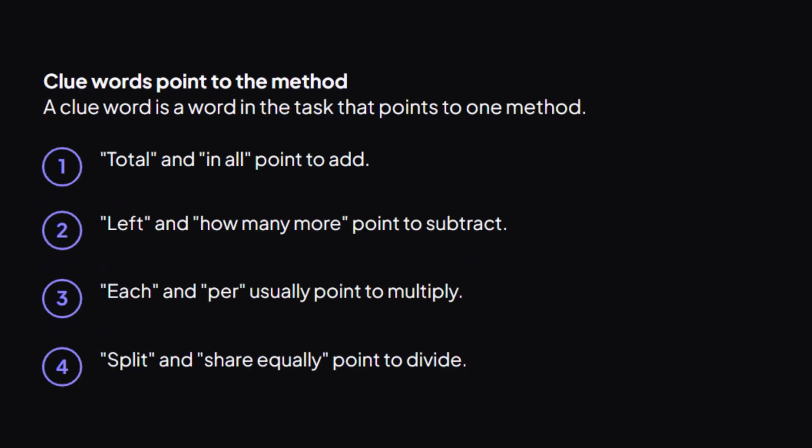We also have clue words that point to the method. A clue word is a word in a task that points to one method. Total and in all point to add. Left and how many more point to subtract. Each and per usually point to multiply, and split and share equally point to divide.